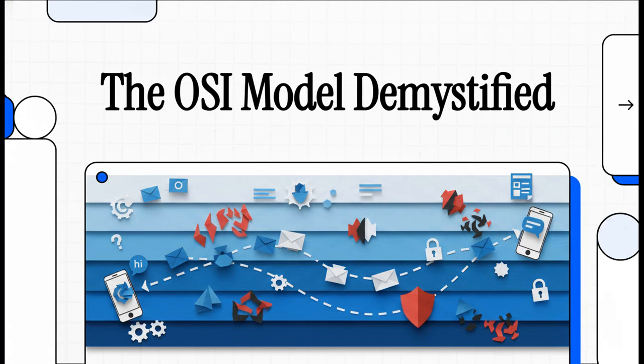Okay, so you ever wonder how, when you type a quick hi on WhatsApp, it reaches exactly the right person on the other side of the planet in literal seconds? It honestly feels like magic sometimes, but I promise you it's not. Behind the scenes, there is a hidden 7-layer system that actually makes the entire internet work.